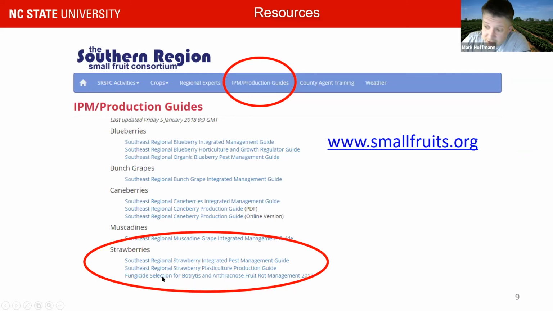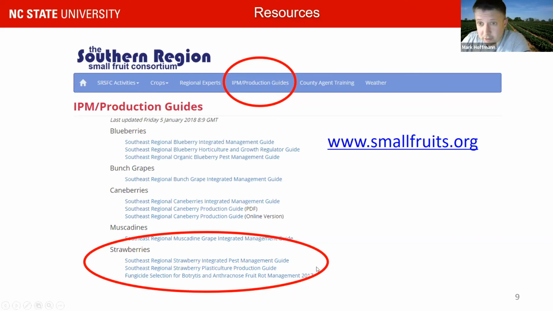And you also have fungicide selections for botrytis and anthracnose, because one thing I didn't talk about today because we don't have time is that anthracnose can show resistance to a range of fungicides. So we have a selection tool there where you can look at which fungicide you can use if you find resistance in your botrytis or your anthracnose populations.